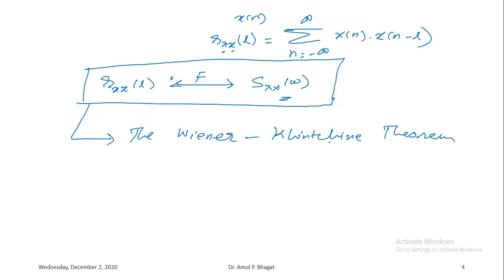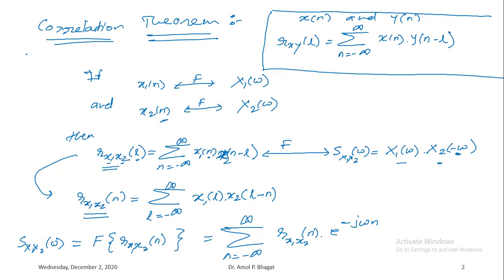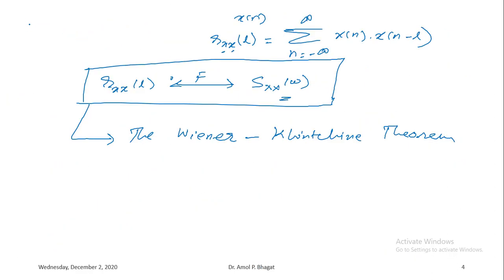Wiener Khintchine theorem. When we represent the autocorrelation in the frequency domain, it is the energy spectral density of the signal. So this is nothing but the correlation theorem. We have seen the correlation theorem here as well as the Wiener Khintchine theorem.